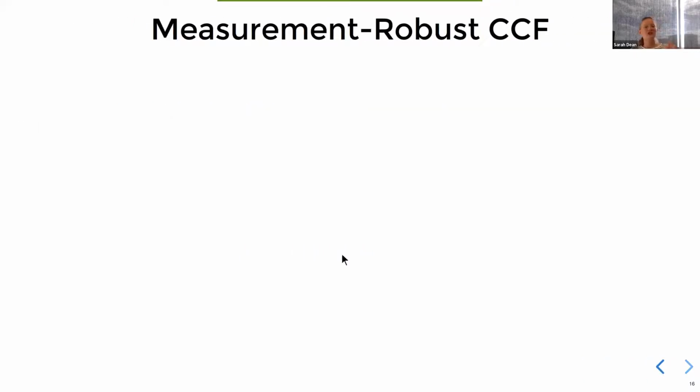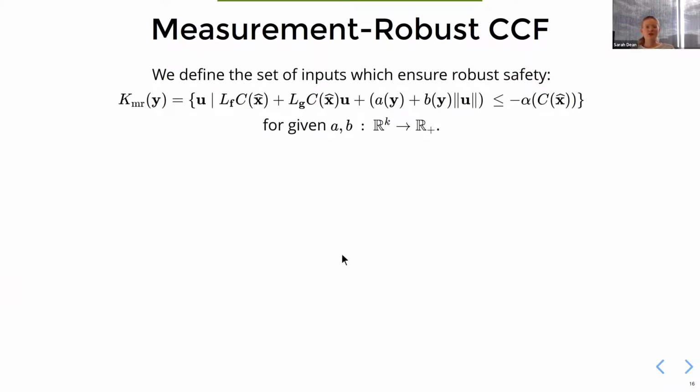This leads us to the definition of measurement robust CCFs, which is our main contribution of this work, where we define the set of inputs which ensure robust safety. Notice that this set depends on the measurement that we took rather than the state, and it uses our estimated state. There's also an additional term that depends on some functions A and B, which depend on our measurement and map to positive numbers. Because this term will be positive, it makes the inequality harder to satisfy, which adds robustness to this set of inputs.